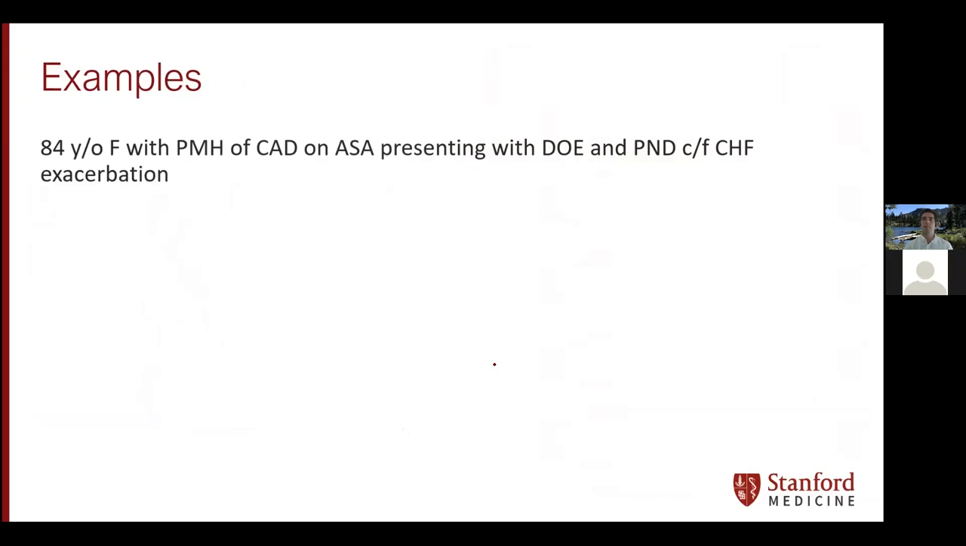Same thing, 84-year-old female, PMH of CAD, on ASA, presenting with DOE and PND, concern for CHF exacerbation. So what medication does she take at home? Yeah, exactly. So this is aspirin.